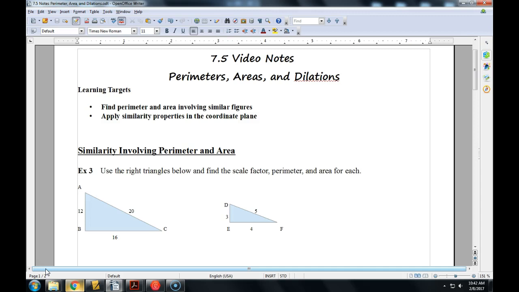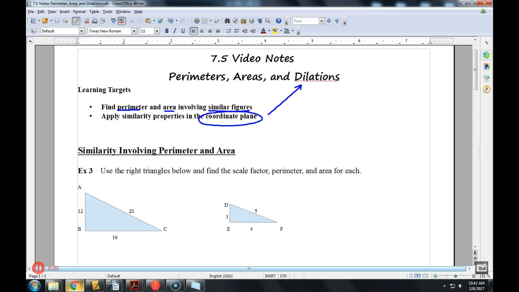So our learning targets for today, the things you should be able to do when we're all said and done, are find the perimeter and the area involving similar figures. So you don't always have to have all the dimensions. If you know the perimeter and area of one and the scale factor, you can see how that affects perimeter and how that affects area. And there's some rules we need to follow. And then we need to look at similarity properties in the coordinate plane, namely dilations, where we are blowing something up or shrinking something down on the coordinate grid.